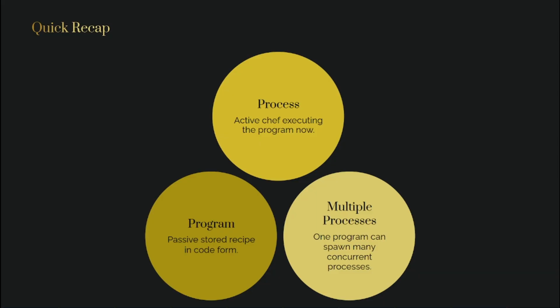In one line, the program is the stored recipe. The process is the chef cooking it right now, using CPU, memory, and input output. And one program can create many separate processes at once.